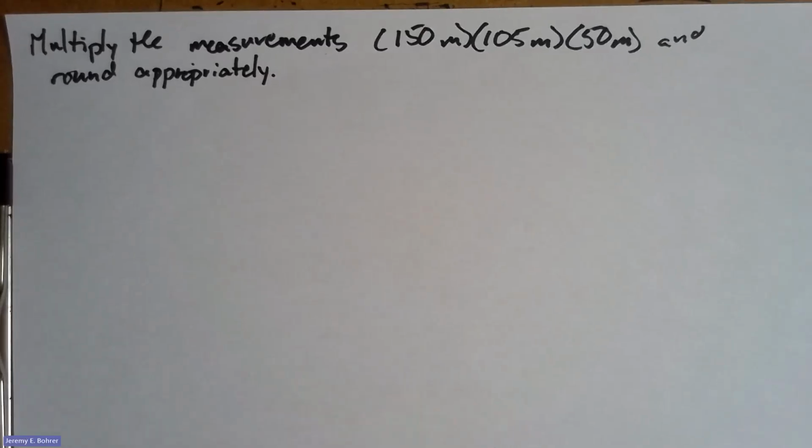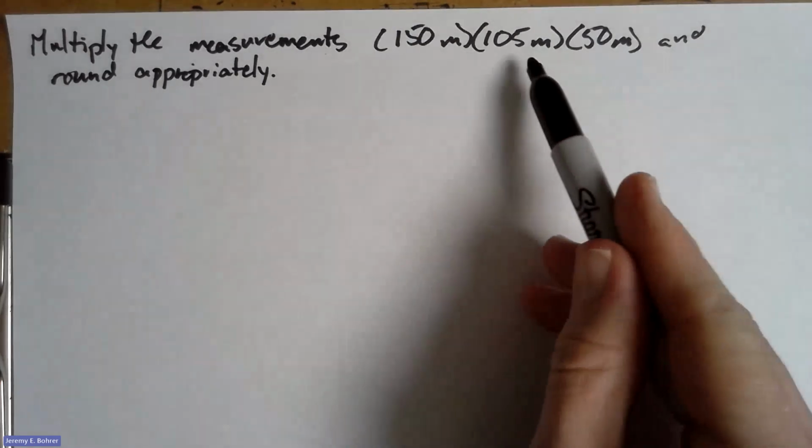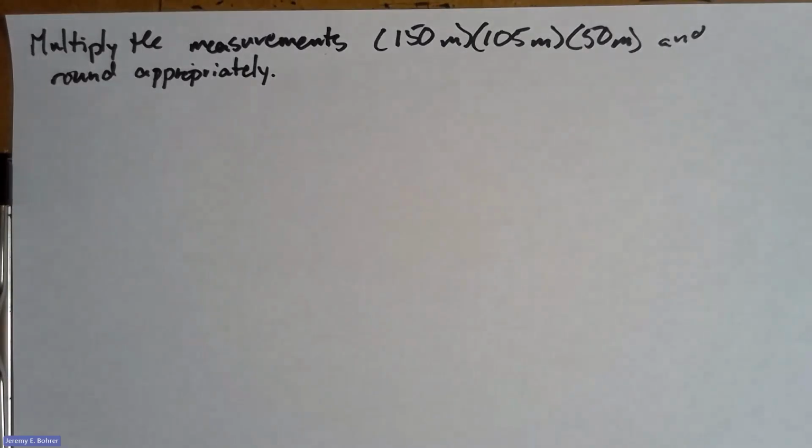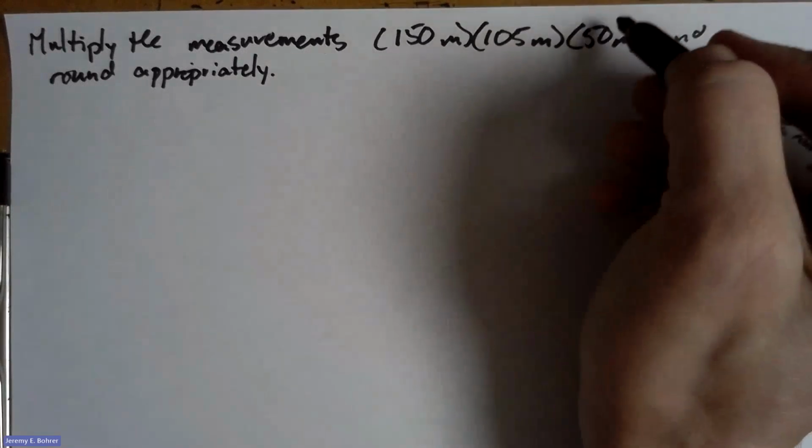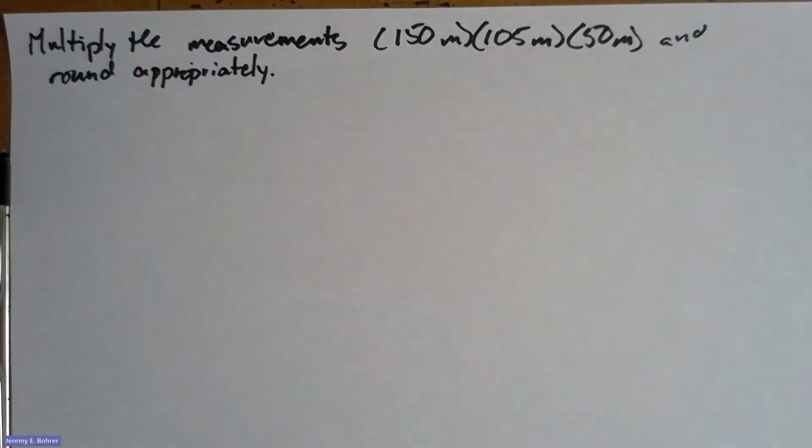Next, we're asked to multiply these measurements and round appropriately. When we're rounding the product or quotient of measurements of different accuracy, we multiply or divide the measurements and then round the product or quotient to have the same number of significant digits as the measurement with the fewest significant digits. So here we have 150 meters, 105 meters, and 50 meters. And 50 meters has only one significant digit. So we're going to round to one significant digit here.